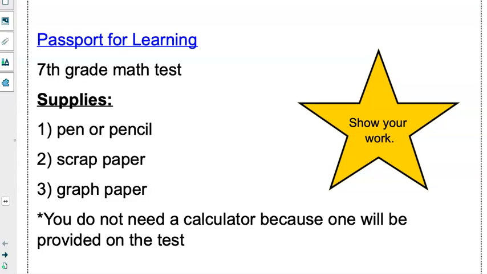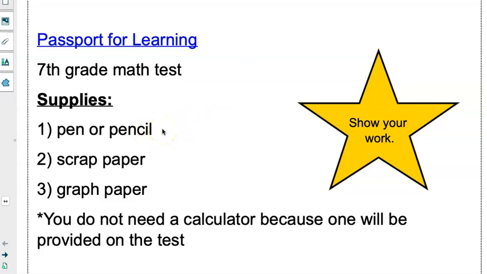Today you are going to be taking the Passport for Learning 7th grade math test. The instructions I give you about getting to the NC Test app, that app is going to be what you use for the NC check-ins later this year and for the EOG at the end of the year. Today you're just going to be using the app to take the Passport for Learning test, the 7th grade math test. The supplies you need to get out right now are the following.